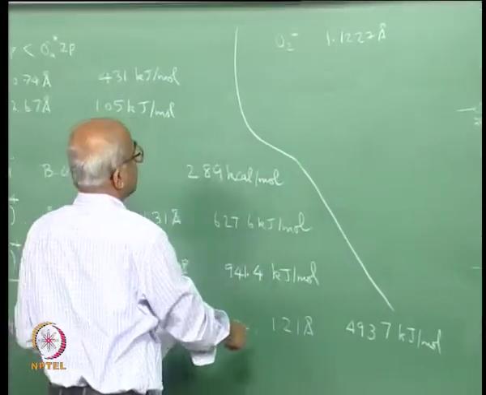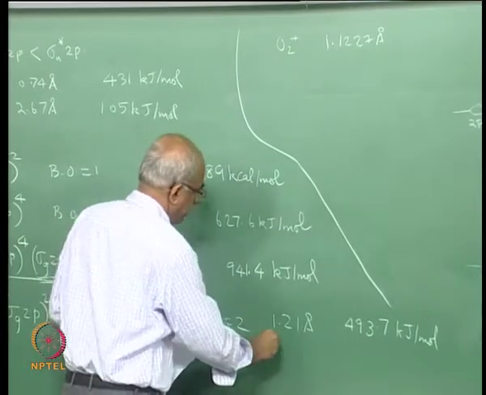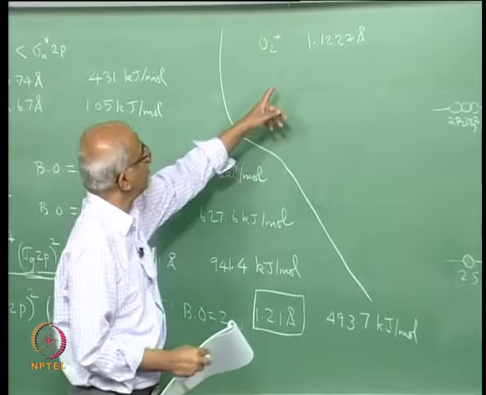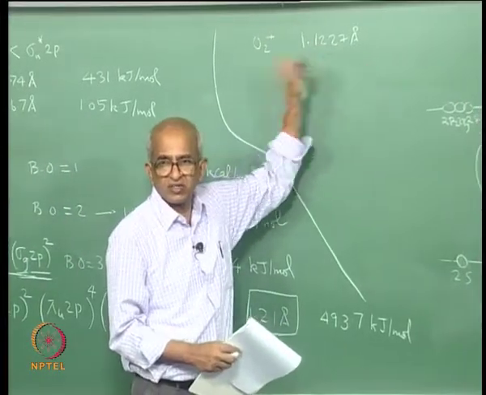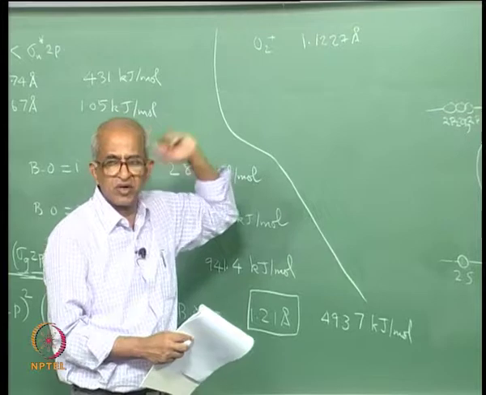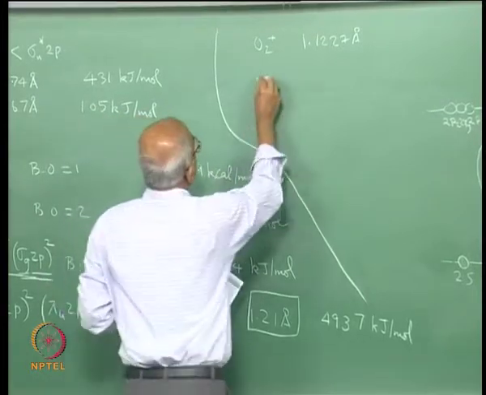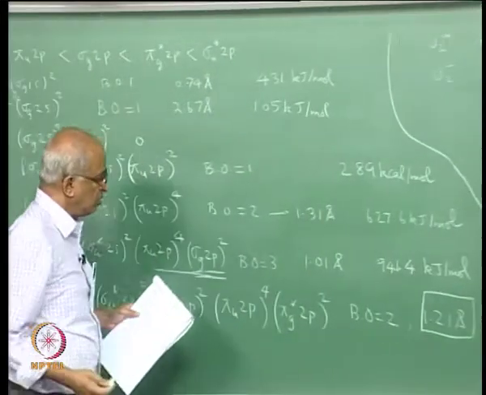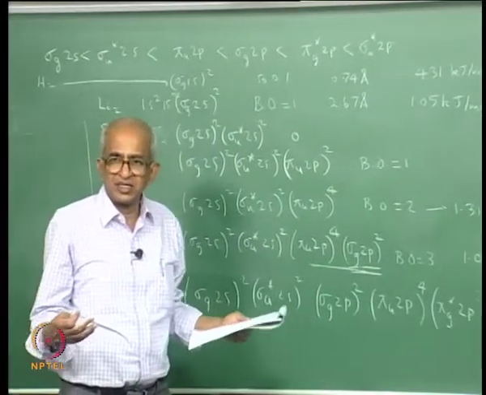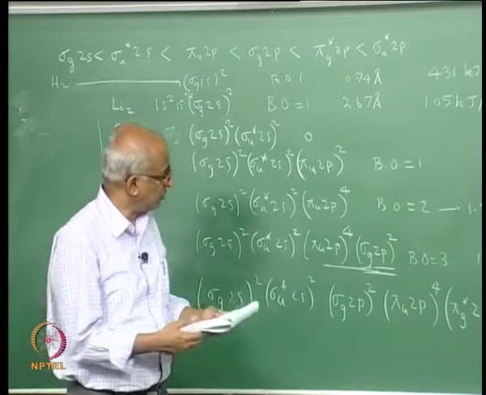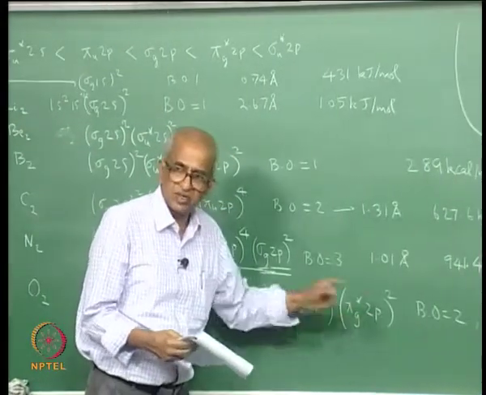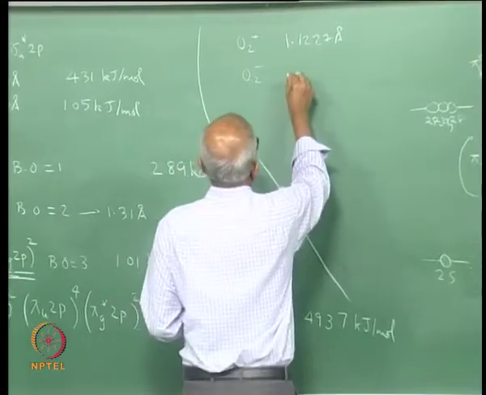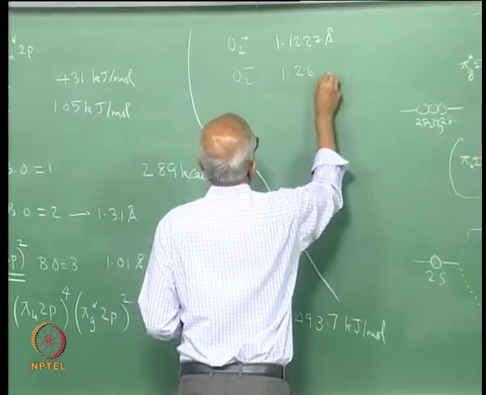The oxygen molecule itself has a higher bond length, 1.21 in the case of the oxygen molecule, while in O2 plus the bond length is shorter, because the bond order has increased. On the other hand, if you made O2 minus, that means you are adding one more electron, what will happen? The bond order will decrease, it will become 1.5, because you are putting one electron into an anti-bonding orbital, as a result of which the bond length will increase to 1.26 angstroms.